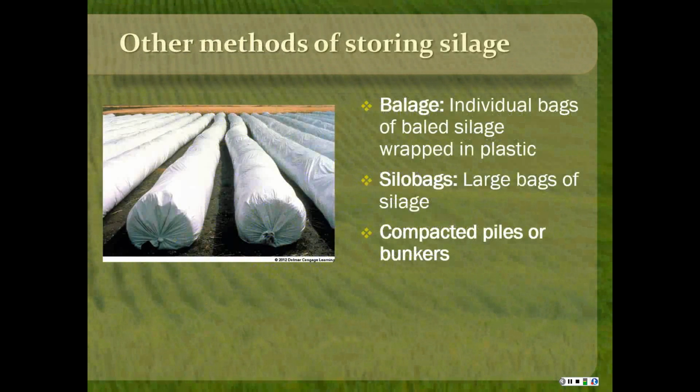And there are other methods of storing silage. Baleage is just individual big bags of baled silage wrapped in plastic. So that would be just like individual bags. And silo bags are big, long bags like these. And then also just in compacted piles or bunkers. That's the way I'm most familiar with. They would put the chopped up corn in piles and then in a bunker, and then the trucks would keep driving over it to compact it, and then they'd cover it up with a tarp or something.